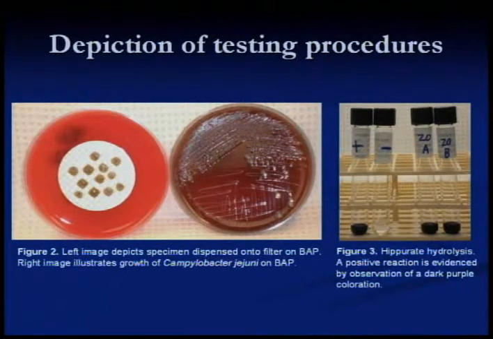This slide shows images from multiple testing procedures. The left half of Figure 2 depicts a specimen dispensed onto the filter on the blood agar plate. As you can see, 10 to 15 drops of the specimen was dispensed onto the filter, which was aseptically removed 1 hour later. The right half of the image illustrates the growth of Campylobacter jejuni on the blood agar plate. Figure 3 shows a hippurate hydrolysis test, with the first 2 test tubes being the positive and negative control. A positive reaction is evidenced by observation of a dark purple coloration, as seen in the first, third, and fourth test tubes.